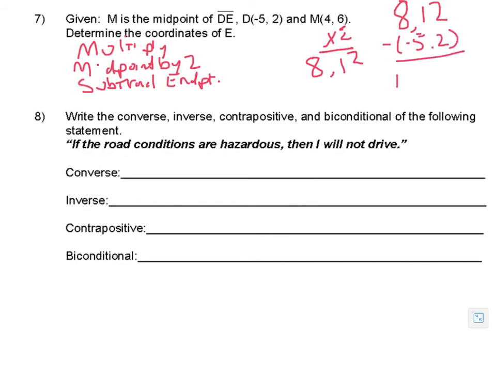8 minus negative 5 is 13. 12 minus 2 is 10. Our answer is 13, 10. You're done. You've completed all 3 steps. Don't go any further than that.